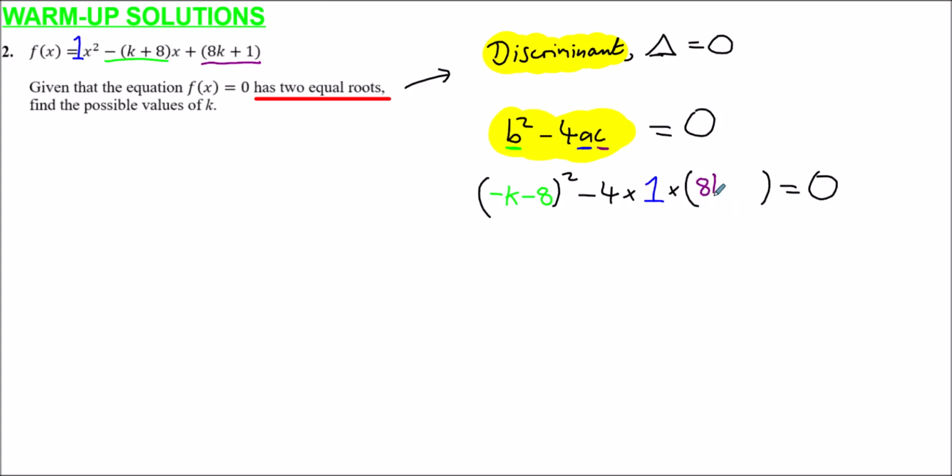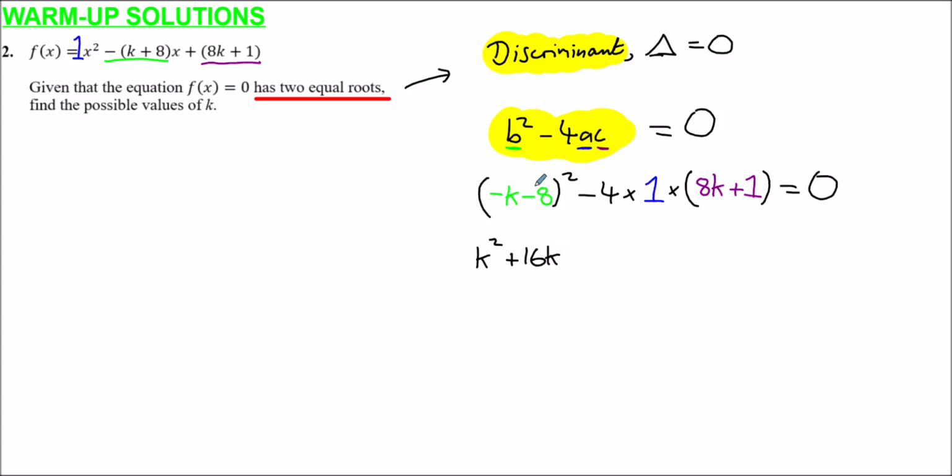So now we just need to neaten this up, expand out, and solve. So minus k minus 8 all squared. First of all, we square the first thing. Minus k multiplied by itself gives us k squared. Remember, minus times a minus gives us a plus. The middle term, we multiply the minus k and the minus 8 together. Minus k times minus 8 gives us positive 8k. We then double that to give us plus 16k.